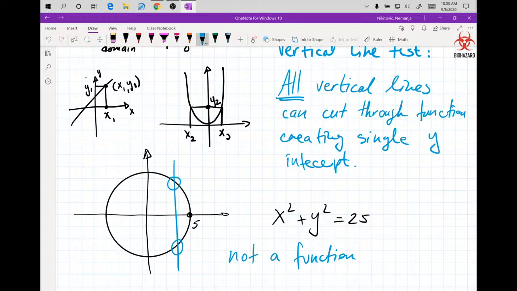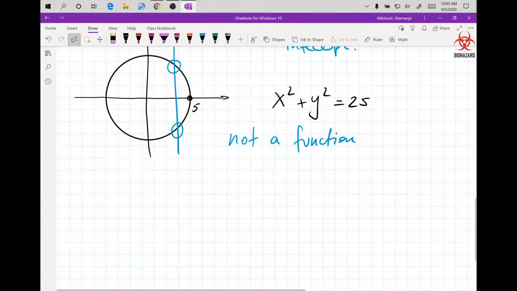There are many examples of this, and you can generally spot them when you see y squared, because with y squared you will square root both sides and put the plus and minus, and that's how you get the 2 values, one positive, one negative. So that's the basics of a function.